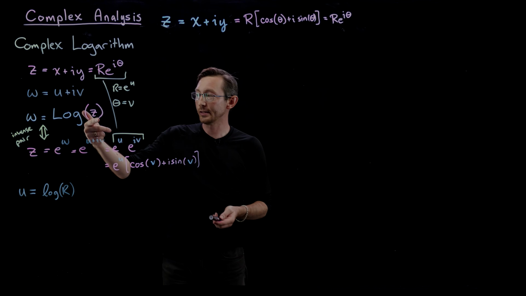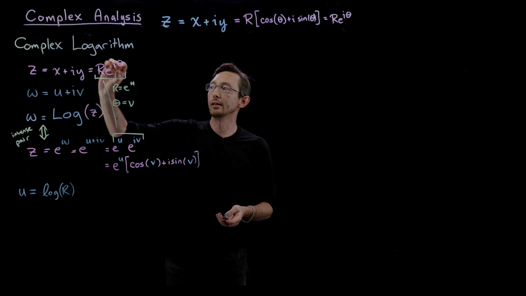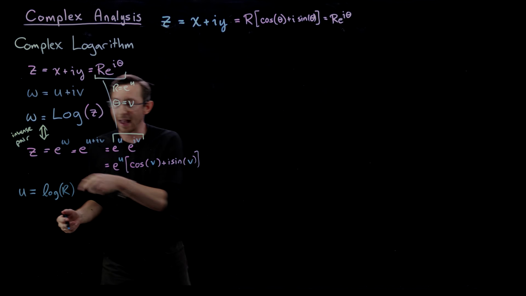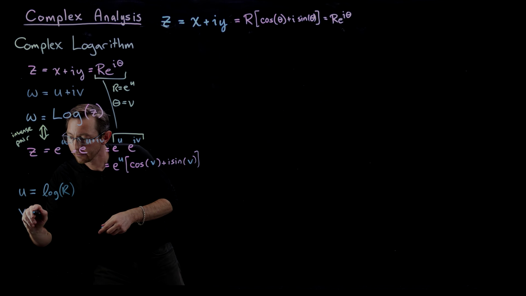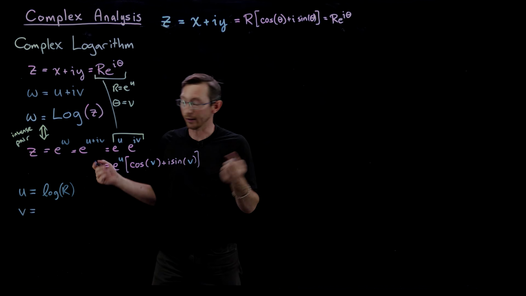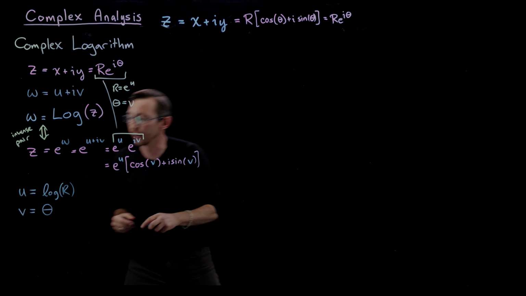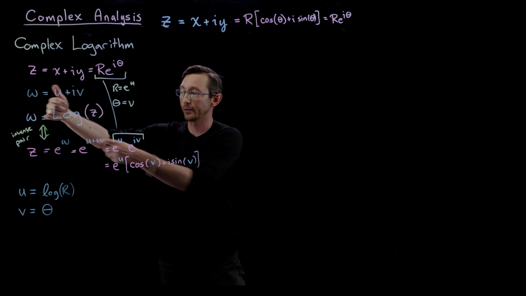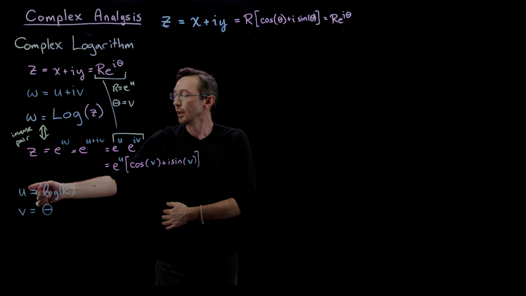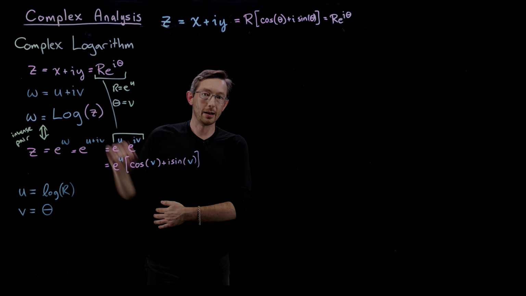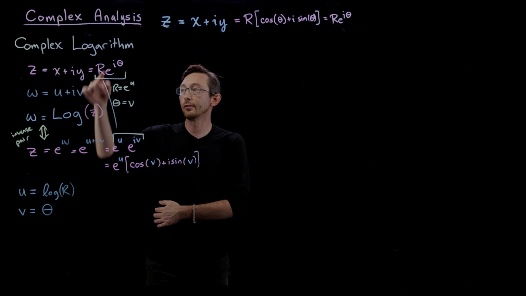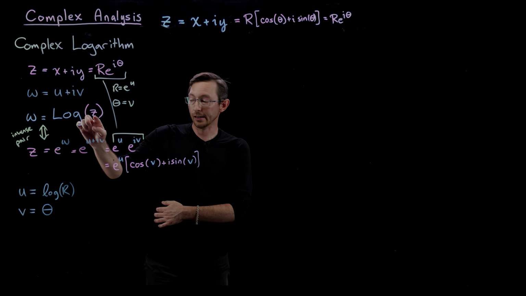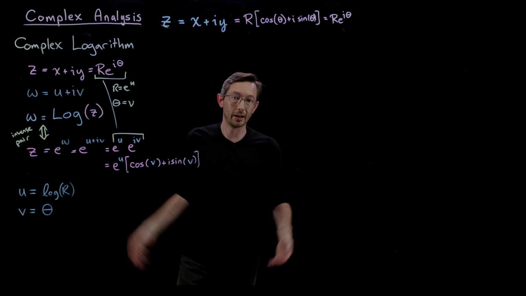Okay, so log of z, the real part of that, is going to be the log of the radius of z. And the imaginary part here, v equals theta. V equals theta. Okay, so that's like pretty easy actually. We've essentially just shown that for these two to be inverses of each other, u, the real part of my log of z, has to equal log of the radius of z, and v, the imaginary part of my log of z, has to be the phase angle of my variable z.